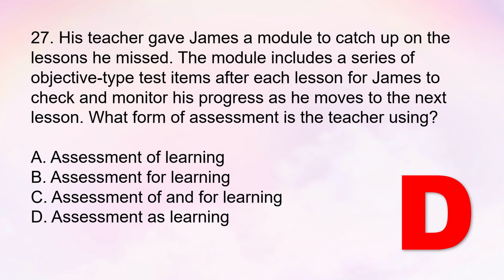For letter A, assessment of learning, this is all about being summative in nature. So it evaluates what students learned after instruction, often for grading. So this one is not appropriate here in this situation. For letter B, assessment for learning, this is all about formative and teacher driven, used to guide teaching decisions. While letter C is wrong because assessment of and for learning is a combination of summative and formative, but still teacher-led, unlike James doing his self-checking, okay, which reflects assessment as learning.